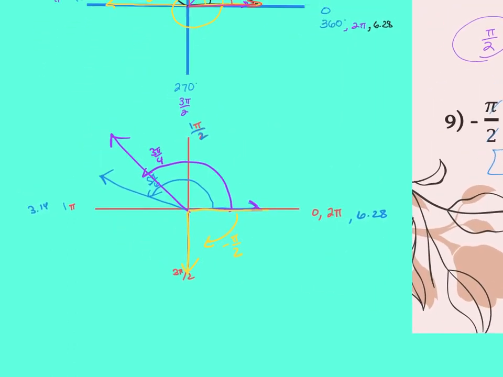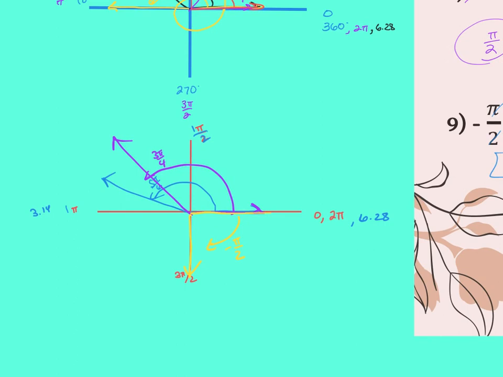Okay, now 10 says 5. Now we're talking in terms of the without the pi, right? So 0 is on the right, 3.14 is on the left, 6.28 is on the right. Good. It's going to be quadrant 4.